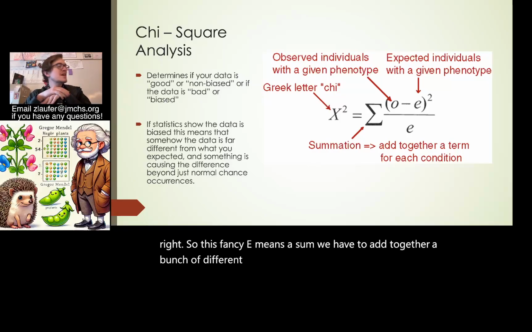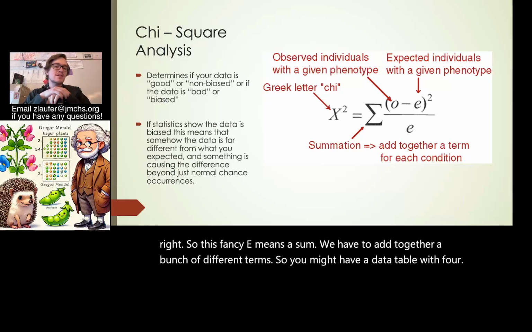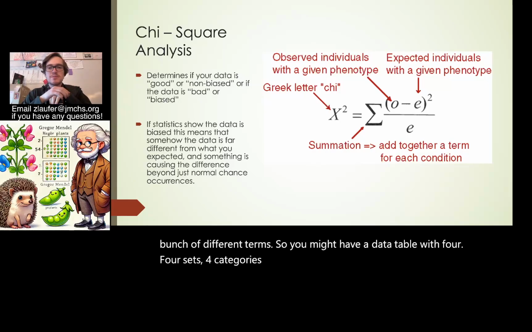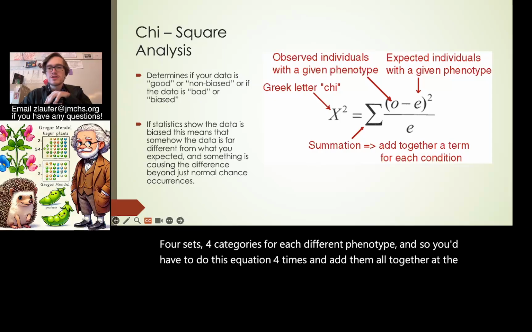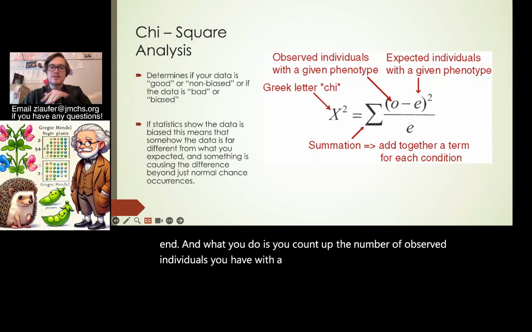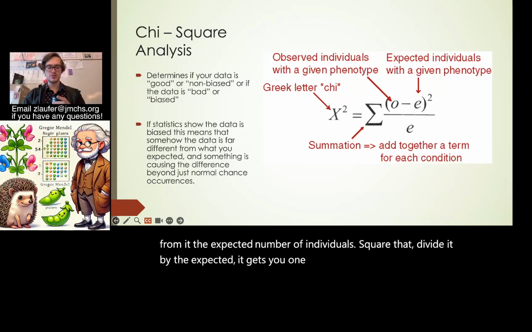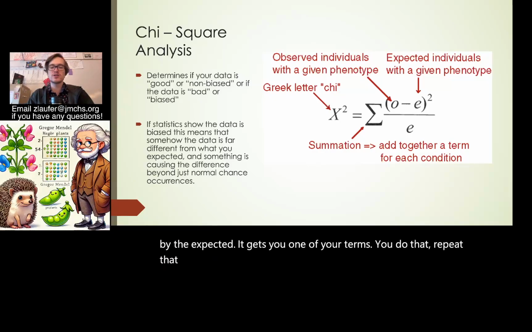So you might have a data table with four sets, 4 categories for each different phenotype. And so you'd have to do this equation 4 times and add them all together at the end. And what you do is you count up the number of observed individuals you have with a given phenotype, and you subtract from it the expected number of individuals. Square that, divide it by the expected. It gets you one of your terms. You repeat that for each of your data points, add them all up, and you get this chi-square letter.